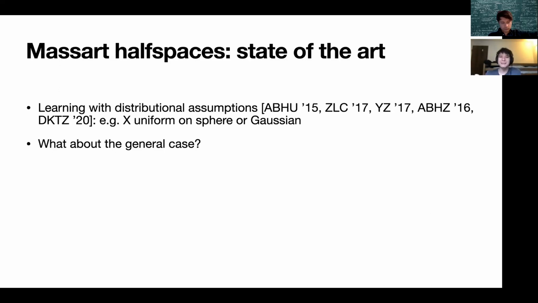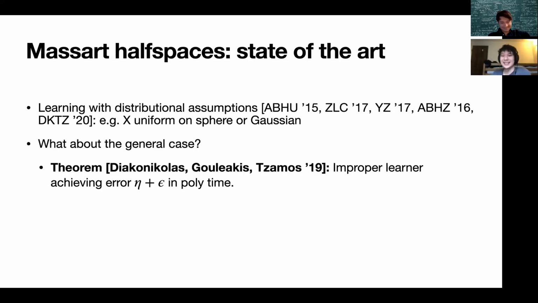In comparison, people didn't really study the general case that much until recently, or at least they didn't publish about it. Recently there was this very nice work by Diakonikolas, Kouliakis, and Samos. What they showed is that they could not learn a half-space classifier in this model, but they could learn an improper decision tree structured model. It doesn't achieve the normal guarantee you would ask for, which is opt plus epsilon, basically a half space that's as good as the best possible half space. What they can do is achieve error eta plus epsilon.